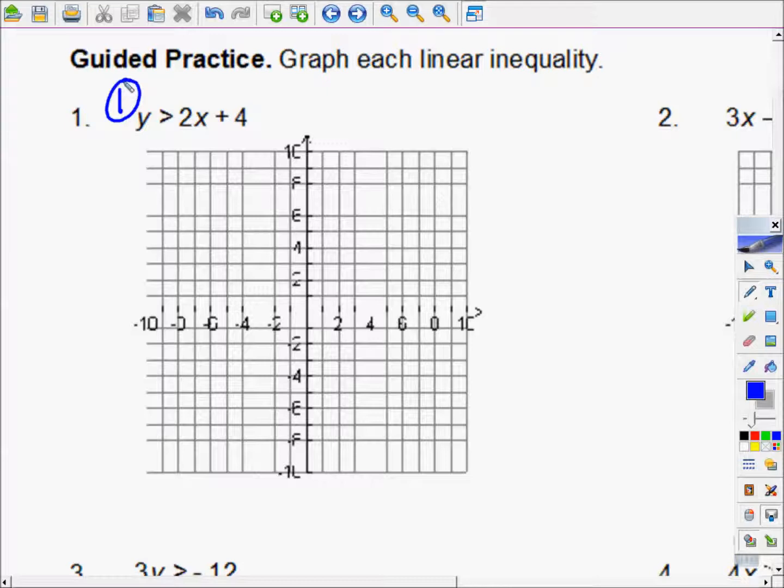Why does your graph always look so weird? I have no clue, but it's okay. So here we go.